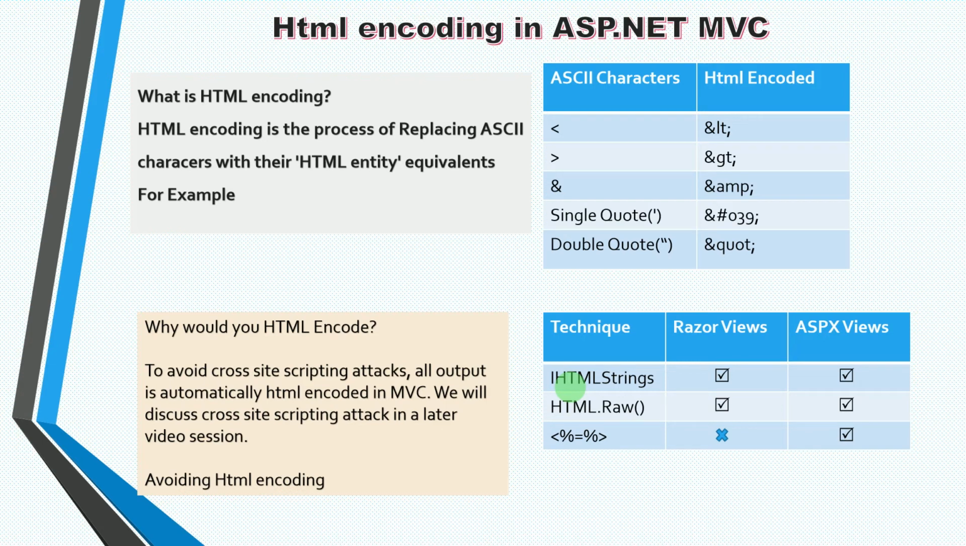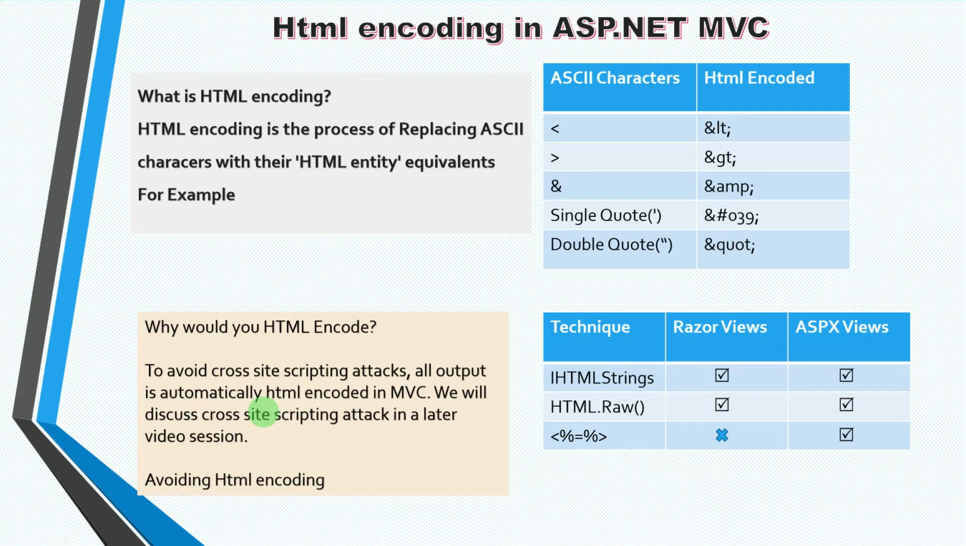In this session, you will learn what HTML encoding is. HTML encoding is the process of replacing ASCII characters with their HTML entity equivalent. For example, these are ASCII characters and these are HTML encoded characters. Less than will be converted to &lt;, greater than to &gt;, ampersand to &amp;, single quote to &#039;, and double quote to &quot;. So why would you need HTML encoding?